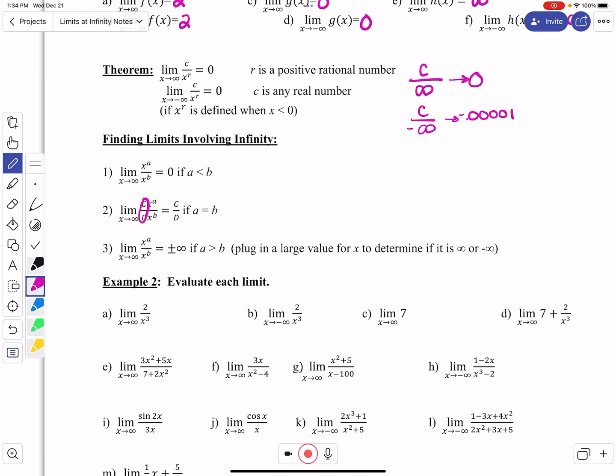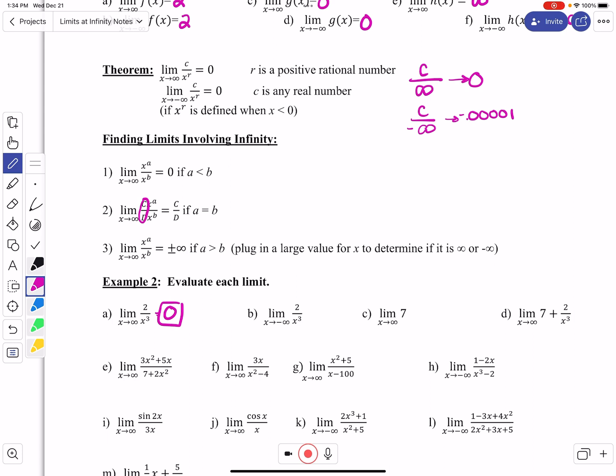Okay, so for A, we just have a number on top and x to the third on the bottom. So that's going to approach 0. So again, think if you were to plug in infinity for x cubed, so like infinity cubed, a really, really huge number, 2 over a really, really huge number. It's going to be a tiny, tiny decimal. That's going to approach 0.